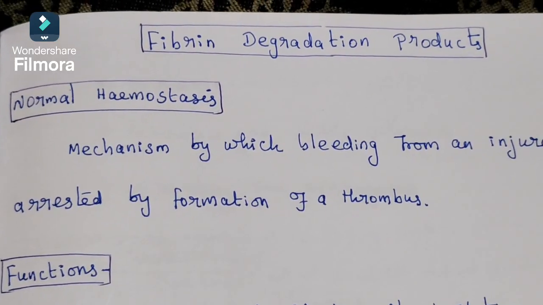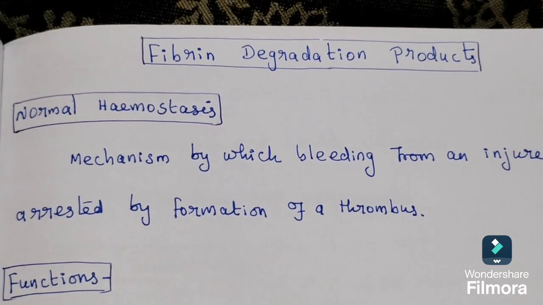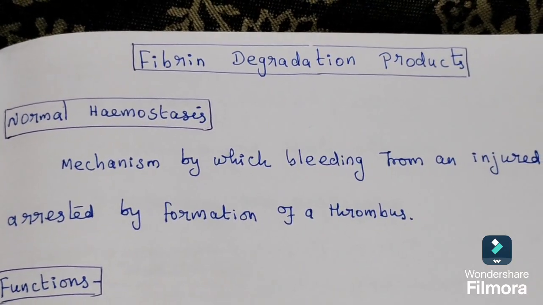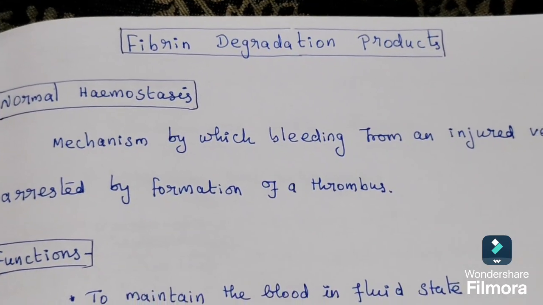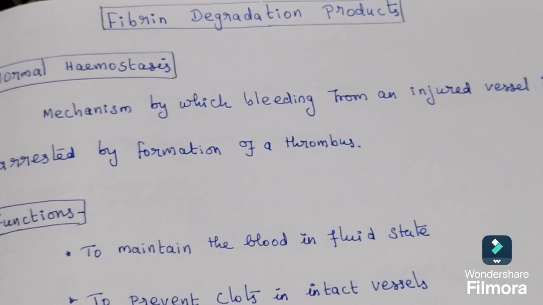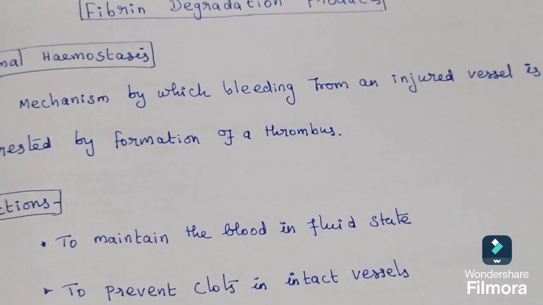In this video, we'll discuss fibrin degradation product. First, introduction, normal hemostasis. The mechanism by which bleeding from an injured vessel is arrested by formation of a thrombus.